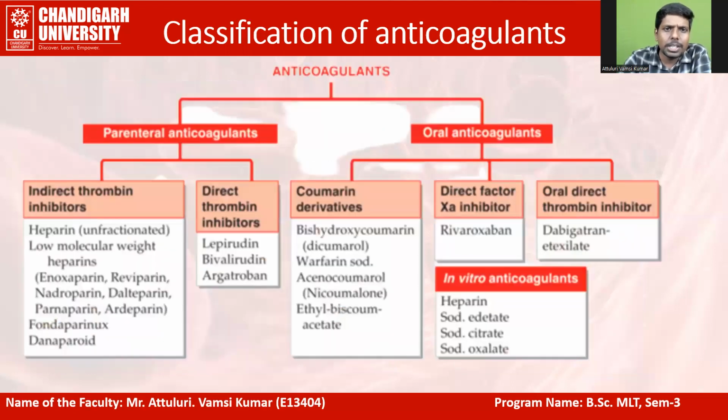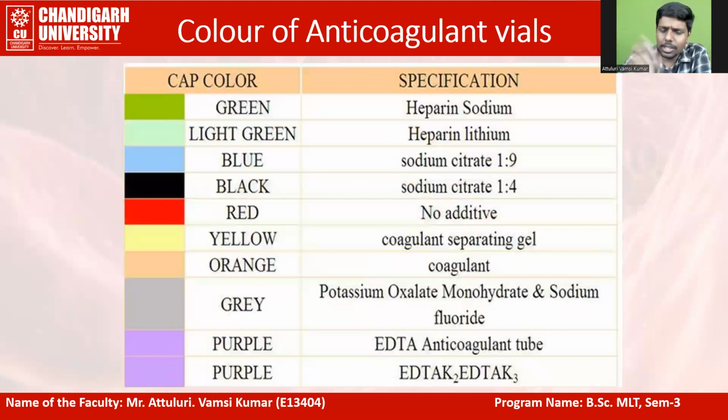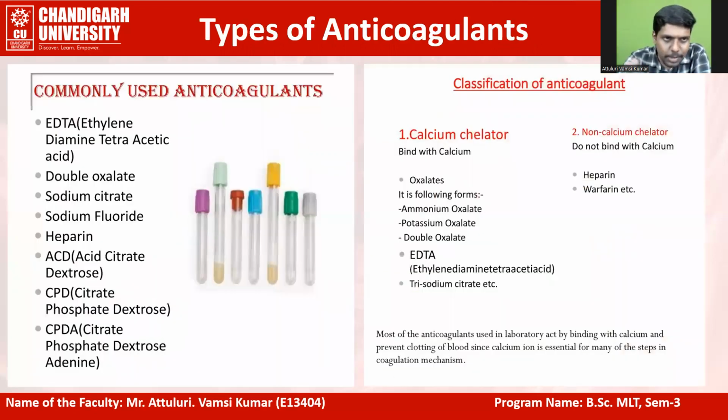Then internationally, I will give the types of anticoagulants. We have many types of anticoagulants such as EDTA, ethylenediaminetetraacetic acid, double oxalate, sodium fluoride, and heparin. Heparin is a natural anticoagulant.